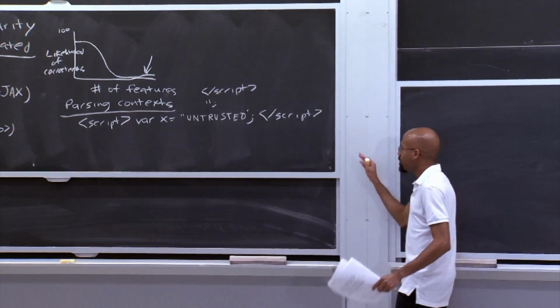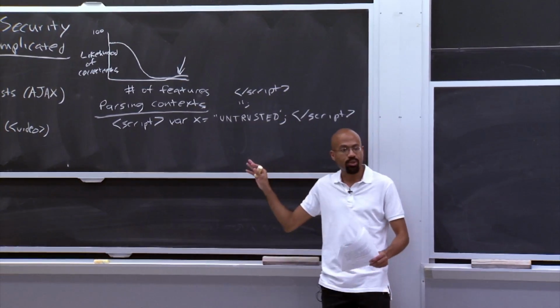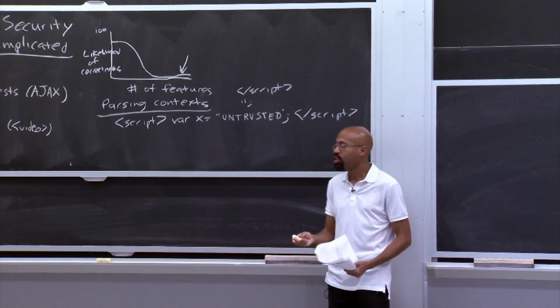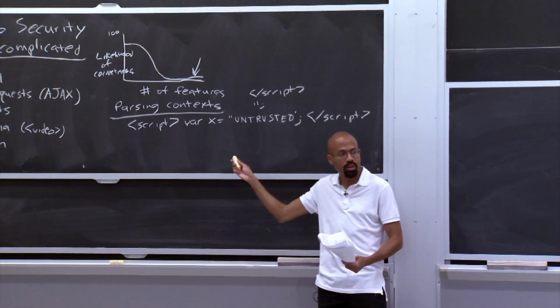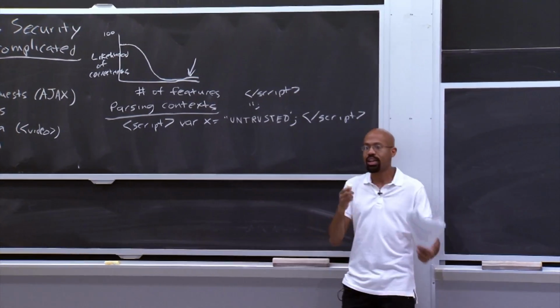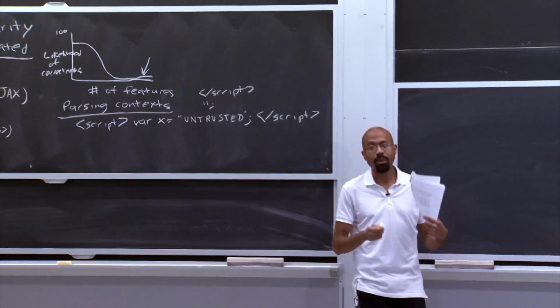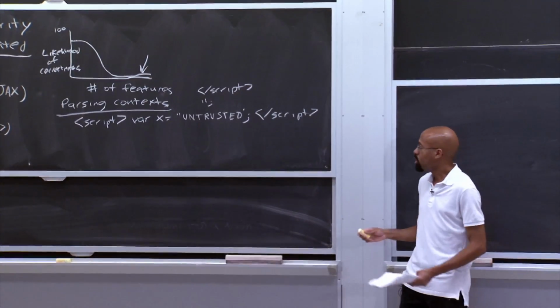So this is just a classic example of why you have to do something called content sanitization. So whenever you get untrusted input from someone, you actually need to analyze it very carefully to make sure that it's not being used as a vector for an attack.